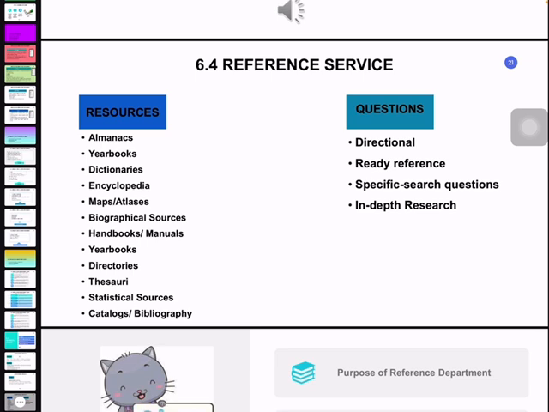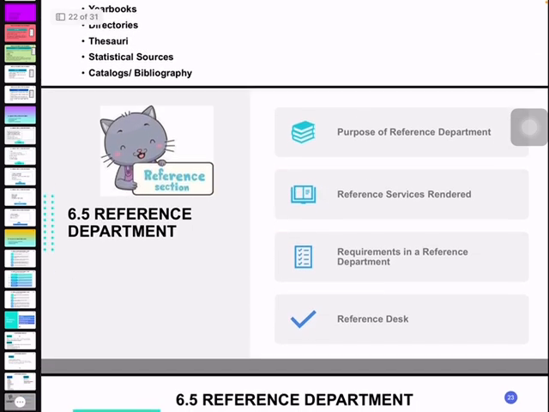So these are the resources of reference. As you know, I rasa all of you are familiar with this. It includes almanacs, yearbooks, dictionaries, encyclopedias, maps or atlases, biographical sources, handbooks or manuals, directories, thesauri, statistical sources, as well as catalogs and bibliographies. There are 4 types of reference questions, which are directional, ready reference, specific search questions, and in-depth research.